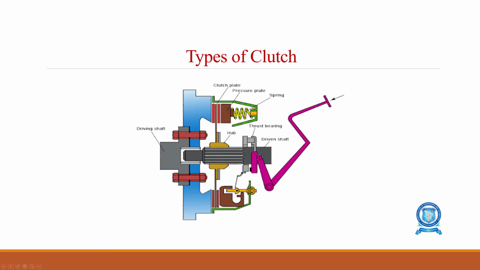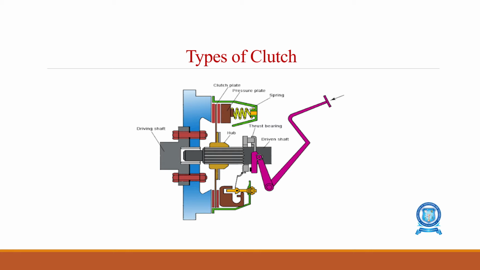The spring gets contracted and this pressure plate is pulled back. This pressure plate is pulled back due to the splines which are present in the driven shaft. This is the driven shaft, these are the splines. Due to the splines present in the driven shaft, the clutch plate as well as the friction plate will also be pulled backwards, or else will move to its original position. So this is how the clutch is engaged and the power flow will get stopped.